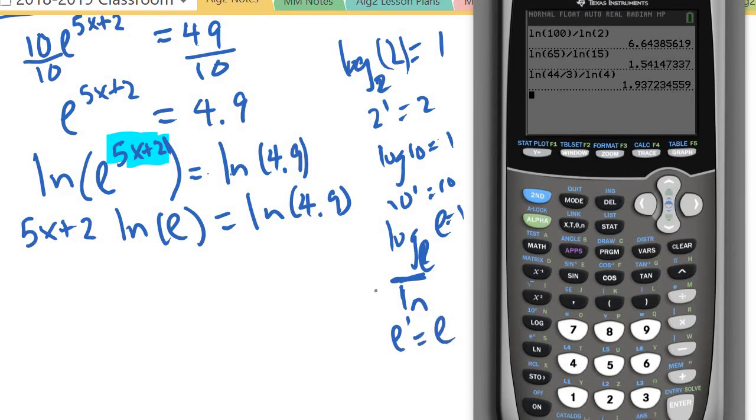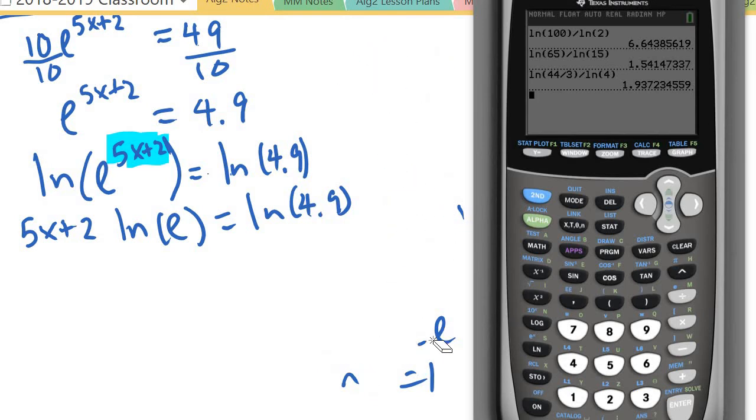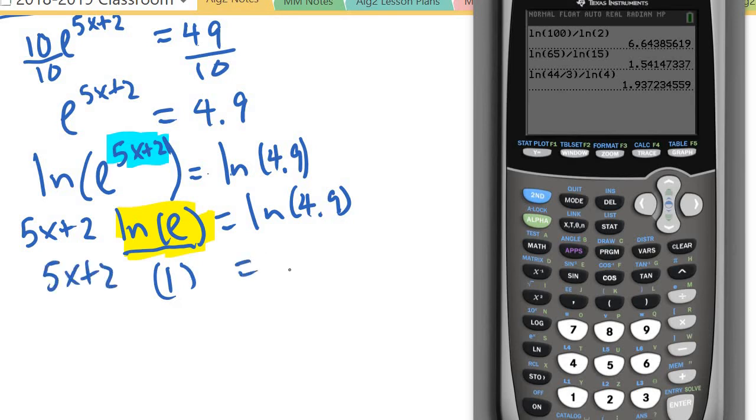So every time you see ln and e, you're taking the logarithm of e, the answer will always be 1. That's just a review of something we did in class before. So now this expression on the left side, which I'm going to highlight in yellow, is really 1. ln of e is 1. You need to get a note if you were absent. So that's 1 times 5x plus 2 equals ln of 4.9.